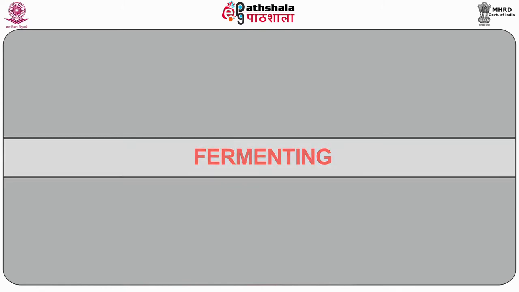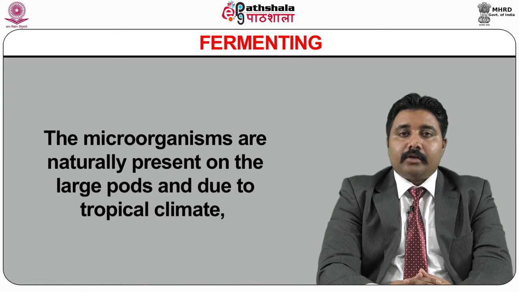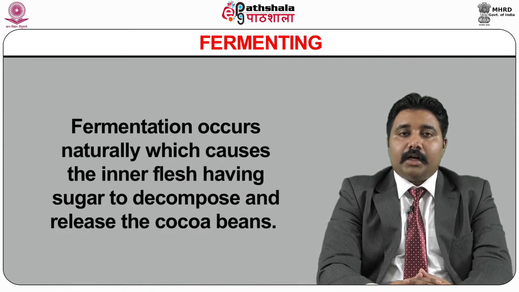Fermenting. The crucial step on the route from cocoa bean to raw cocoa. The microorganisms are naturally present on the large pods and due to tropical climate, fermentation occurs naturally, which causes the inner flesh having sugar to decompose and release the cocoa beans. Banana leaves are widely used for fermentation. The broad-leaved banana trees are already cultivated on plantations to provide shade for the cocoa trees.